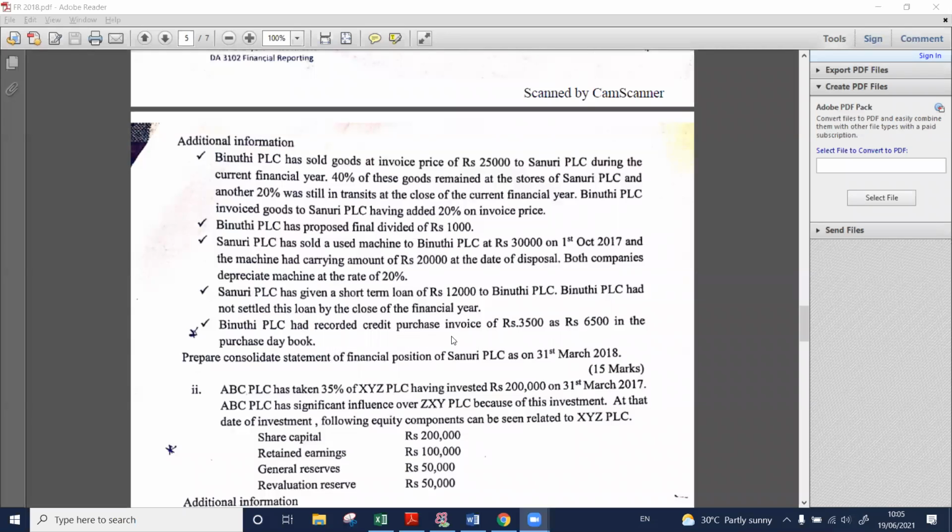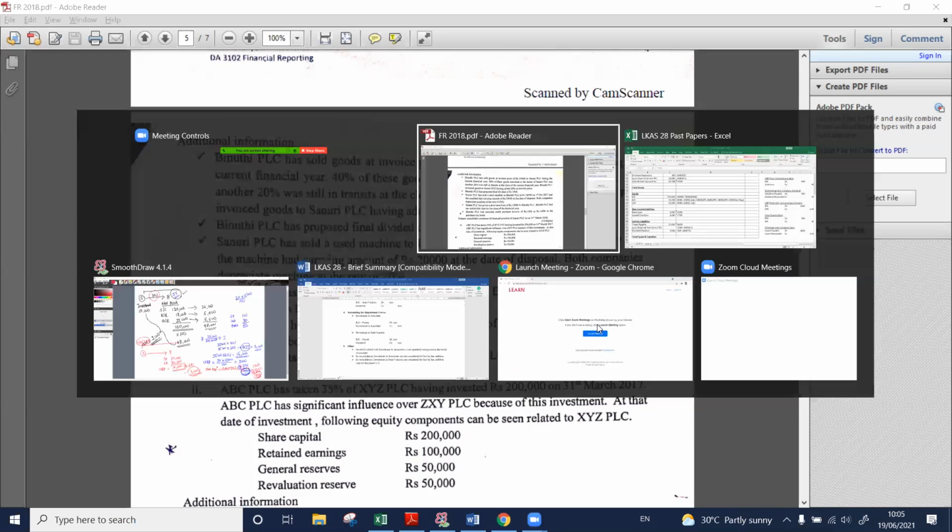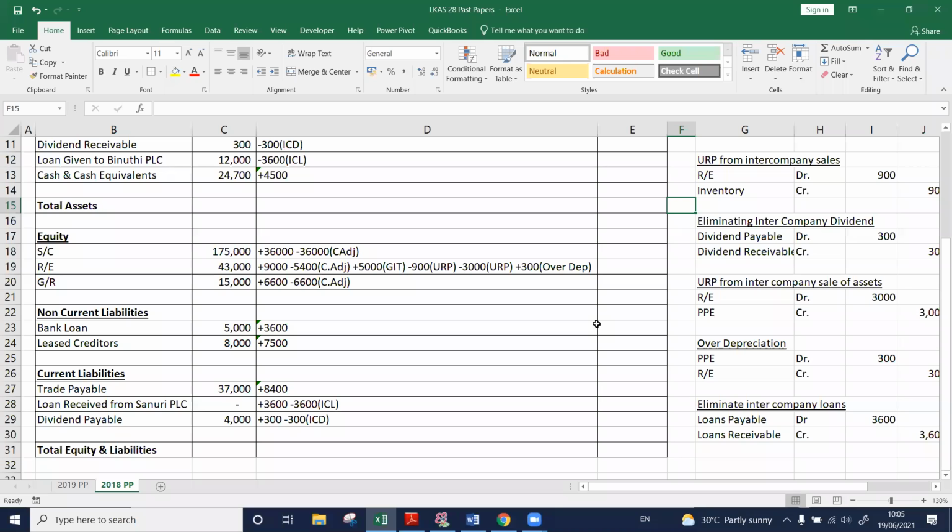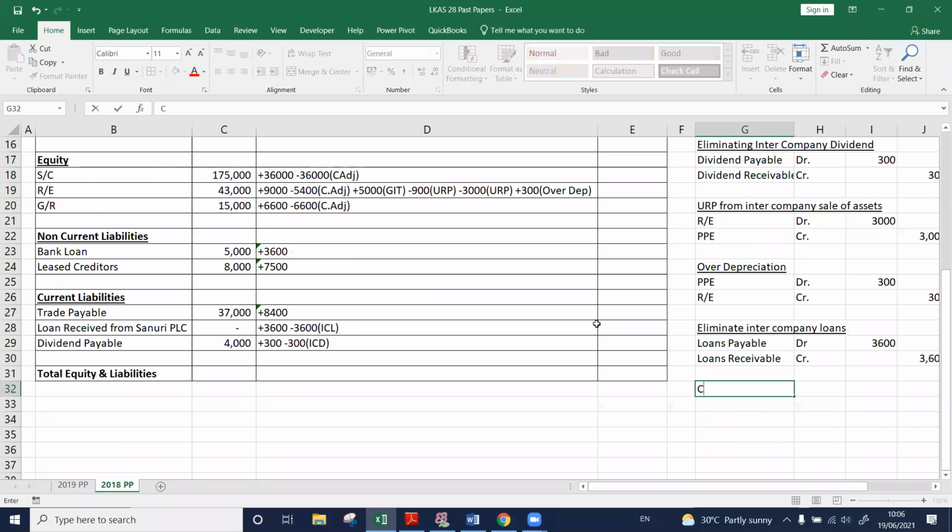Binuti PLC had recorded a credit purchase invoice of 3,500 as 6,500. Thinking from the payables side, what has happened to trade payables? It should have been recognized as 3,500, but it was recognized as 6,500, an extra 3,000. So what should we do? We need to reduce the extra amount recognized. It means we need to debit the trade payable account. Correction of error here. Right? We need to debit the trade payable account.